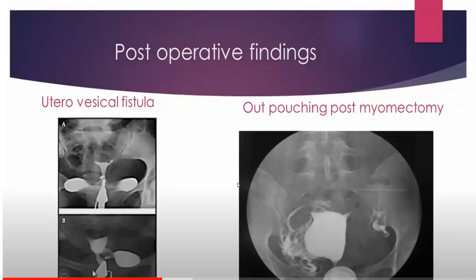Again, among the uterine findings, there are post-operative findings, such as uterovesical fistula. You can find a fistulous communication between the uterus and the urinary bladder. Outpouching post-myomectomy: this case was very strange for me, but when I asked, she said that she had a myomectomy before. So this is the site of previous myomectomy. There is outpouching due to fibrosis, and there is intravasation at that part. So this is outpouching due to post-myomectomy.